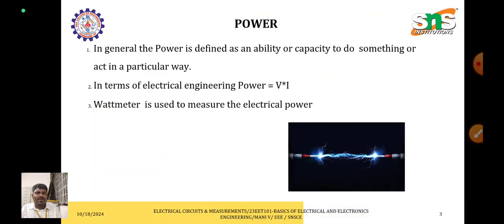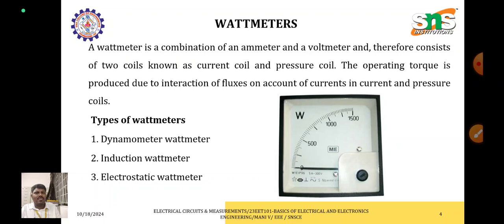In general, power is defined as the ability or capability to do something or act in a particular way. Here, power is equal to the product of voltage and current. A wattmeter is used to measure electrical power, and this is the wattmeter. There are three different types of wattmeters: the electro-dynamo type wattmeter, the induction wattmeter, and the electrostatic wattmeter.